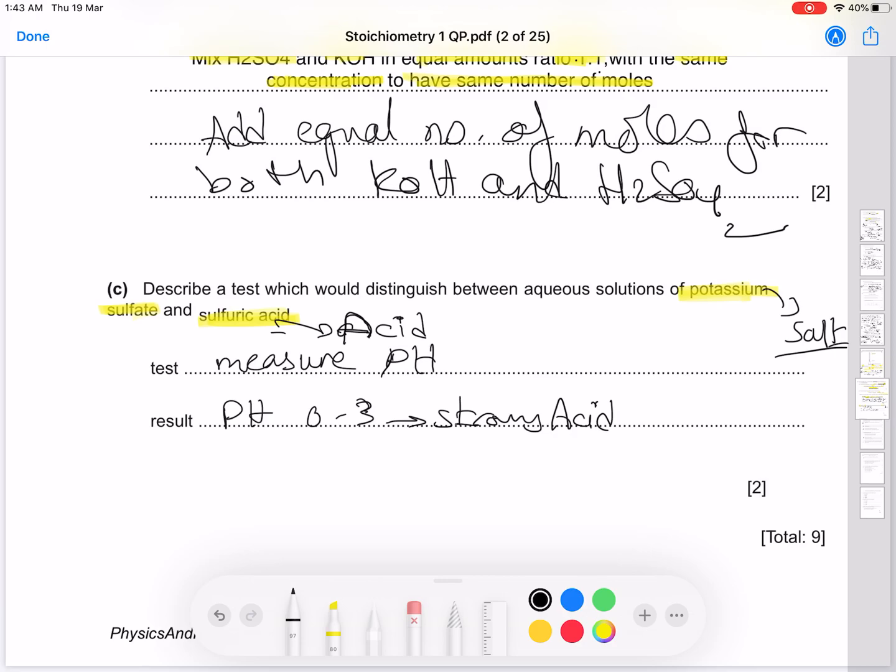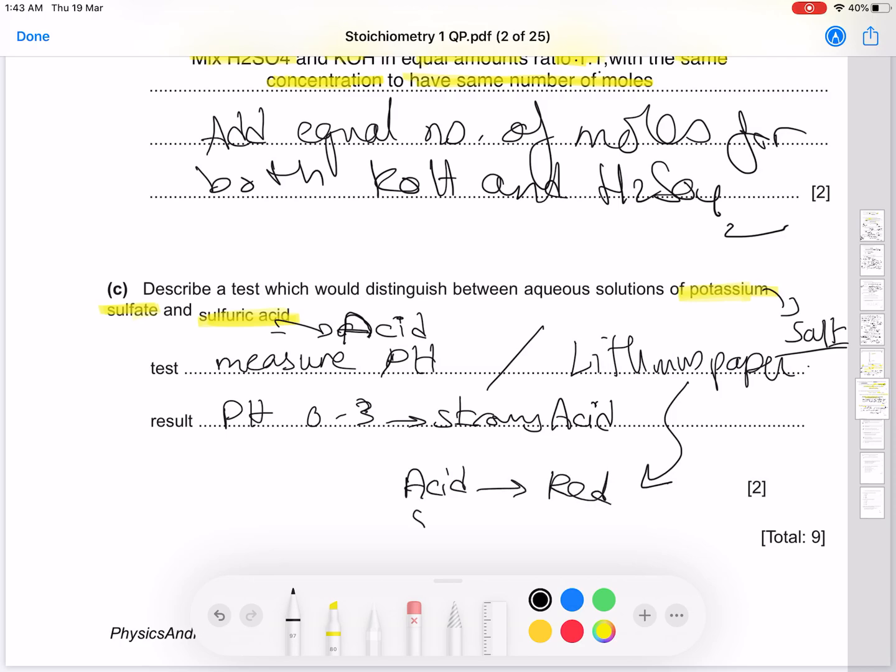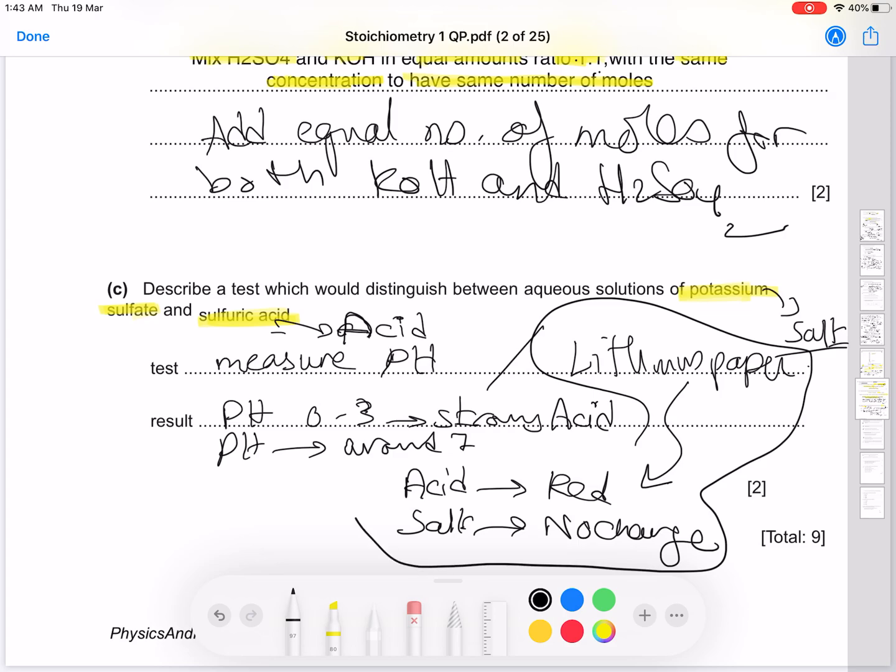I can also add a litmus paper. If I choose litmus paper, the litmus paper with acid will turn red. With the salt, there would be no change because, guys, the salt is neutral, right? It's not acidic, it's not basic. So the pH of the salt I would expect to be around 7. This one is the easiest, using litmus paper. Acid will give me red, the salt will have no change.